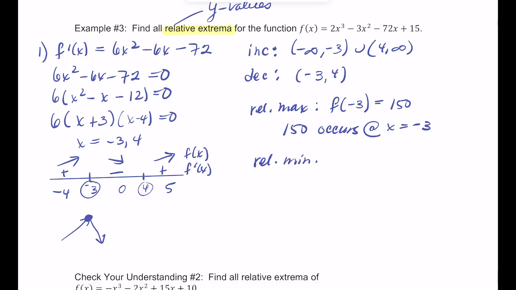Okay, I know there's a relative min when it goes from negative to positive. So it's decreasing and then it's increasing. So there's a min. Okay, and the min occurs at 4. So I need to find f of 4. Okay, so I'm going to plug 4 in again back into my original function, and f of 4 would give me -193. So the actual minimum is -193, but it occurs at x equals 4.